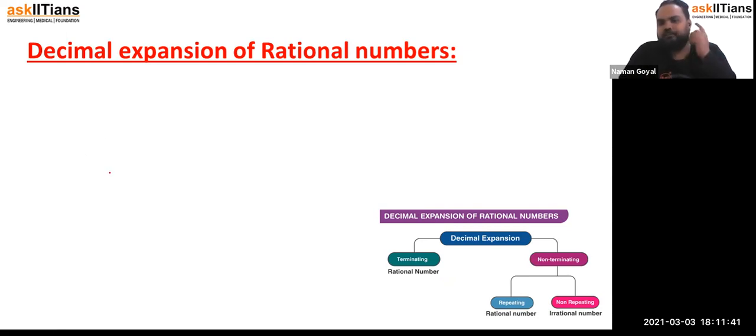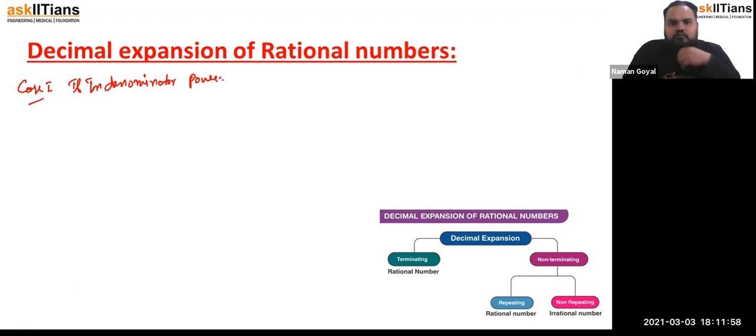There are many types of decimal expansion. Case one: if a power of 10 is present in the denominator, very simple. If we have the number 32 upon 10, how many zeros are there? 1. So we put the point one digit from the unit place. So it will be 3.2.